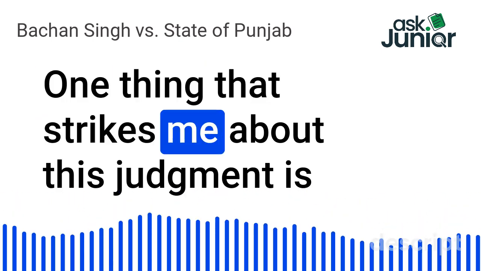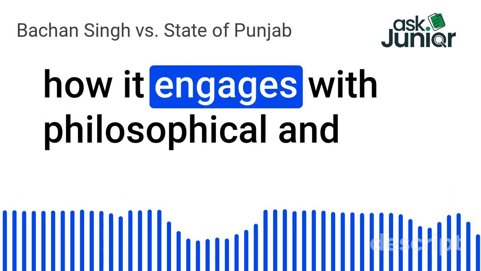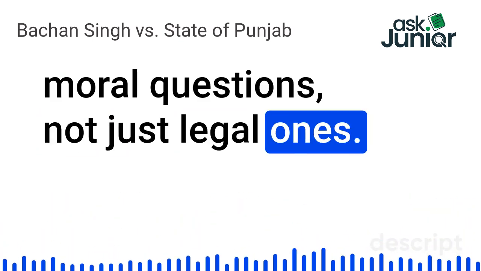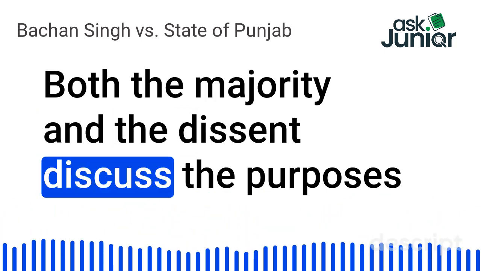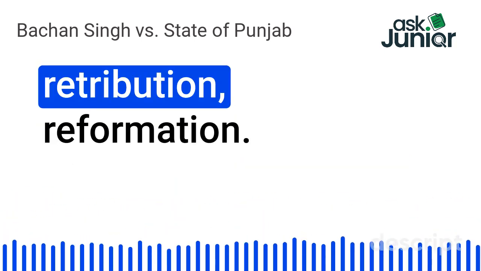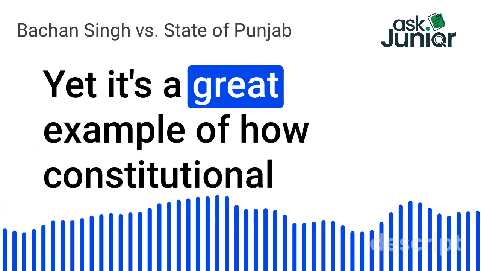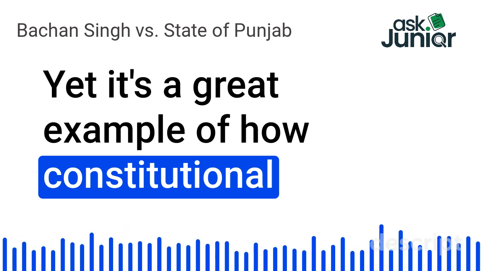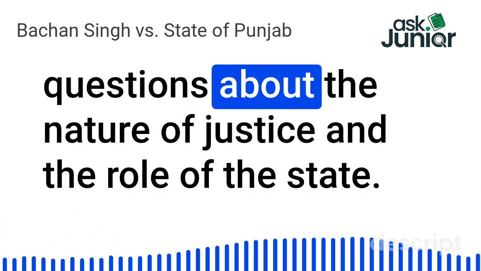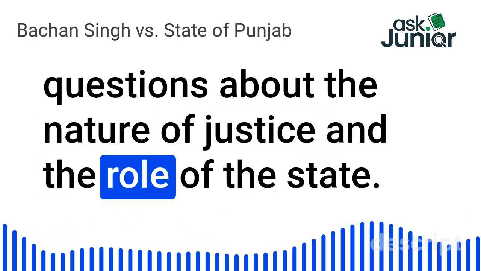One thing that strikes me about this judgment is how it engages with philosophical and moral questions, not just legal ones. Both the majority and the dissent discuss the purposes of punishment: deterrence, retribution, reformation. Yet it's a great example of how constitutional interpretation often involves grappling with fundamental questions about the nature of justice and the role of the state.